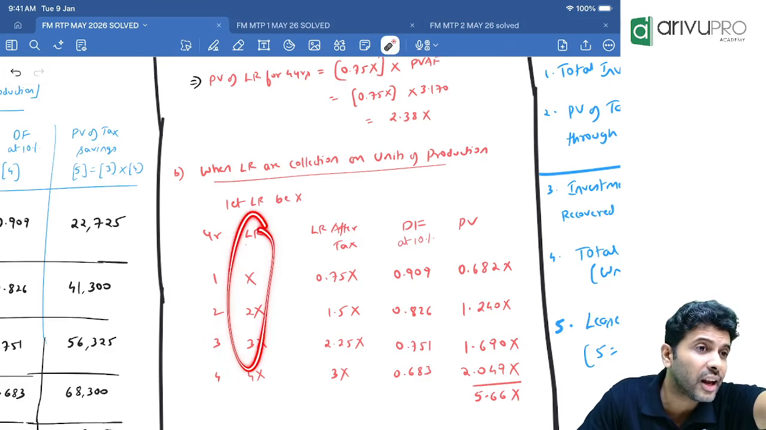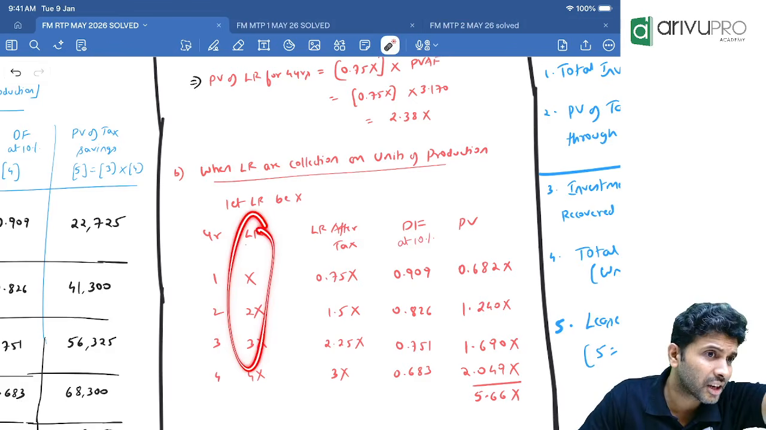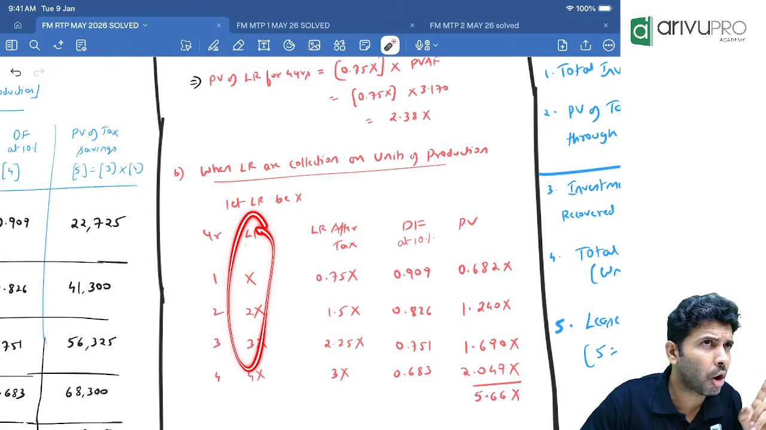This is lease rental income. For our decision, we need income or we need cash flow. Cash flow. This is your income.